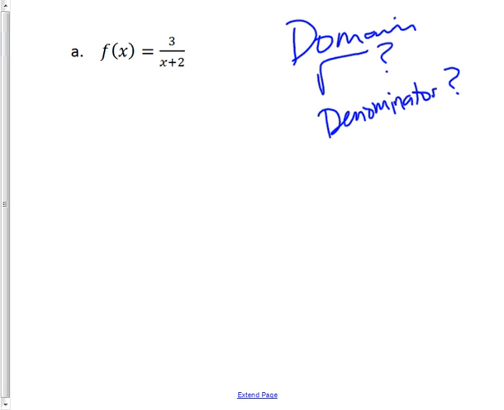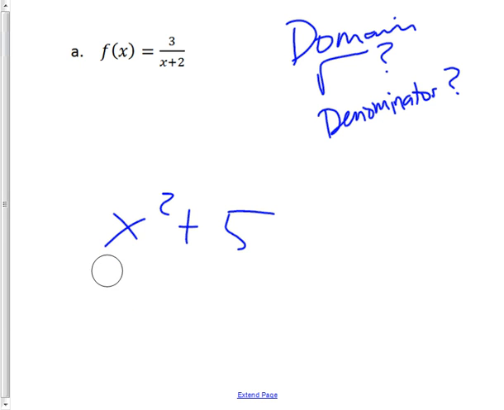If it doesn't have a square root in it and it doesn't have a denominator in it, then everything will work. So if I had a function like this, it doesn't have a denominator and it doesn't have a square root, then everything works. So what's the domain? Negative infinity to positive infinity. Everything will work. There's no number I can put in here that will screw it all up.